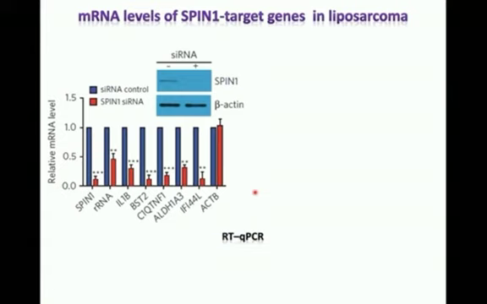Yes. Which one? BST2. Bravo. So BST2, it's obvious that when you use the knockdown of SPIN1, you can notice that the level compared to the control is markedly decreased, okay? So all of these genes are affected actually. This is a control. All of these genes are affected actually, proved by RT-qPCR.